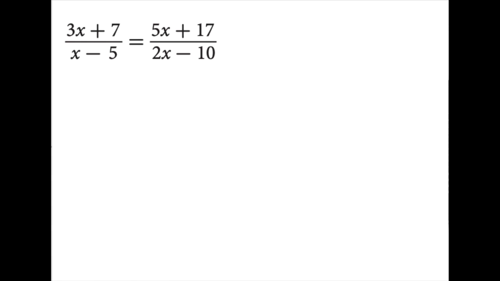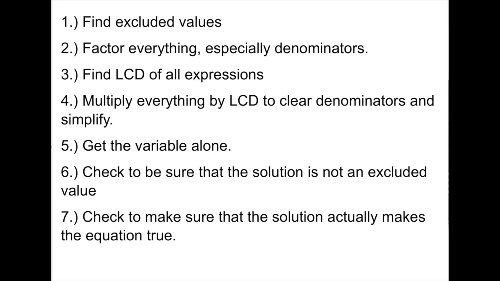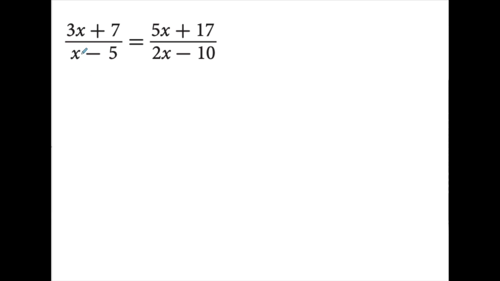All right, folks, so let's look at an example of this in action. So I have (3x + 7) over (x - 5) equals (5x + 17) over (2x - 10). So first, I want to find the excluded values. The excluded values here are 5, because 5 will make this 0, and 5 will also make the second one 0. So first, I know that x is not equal to 5.